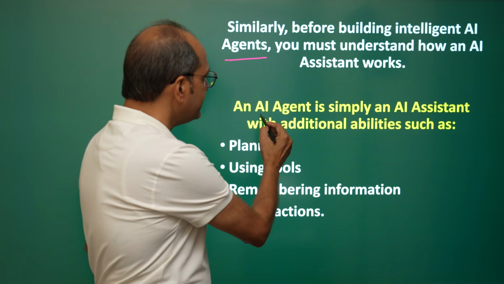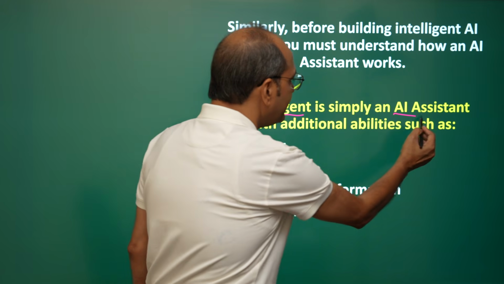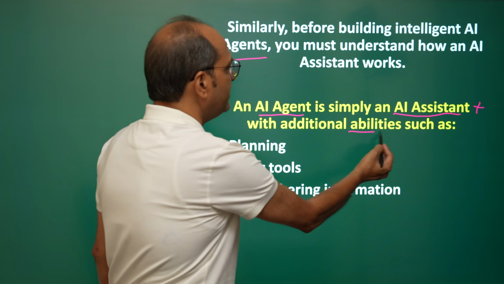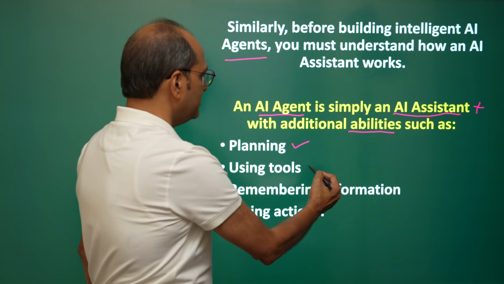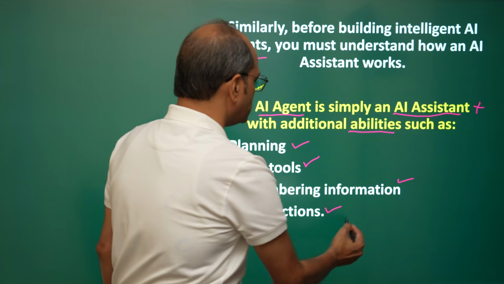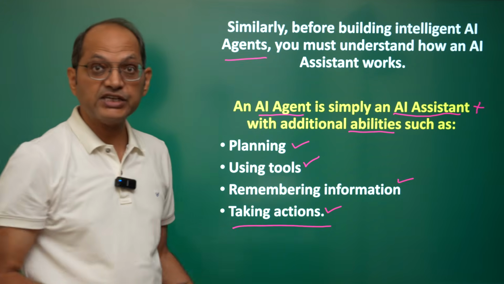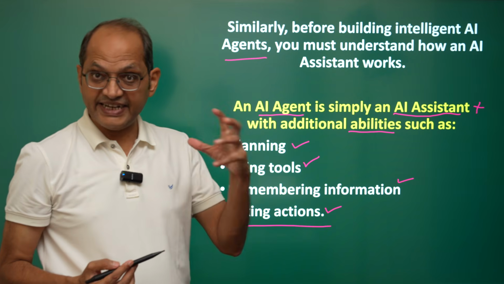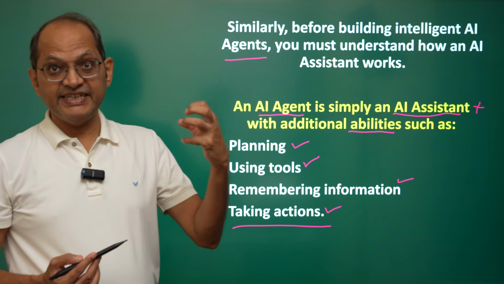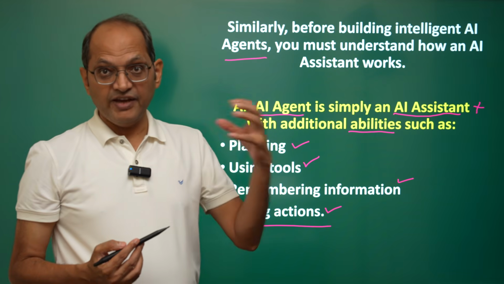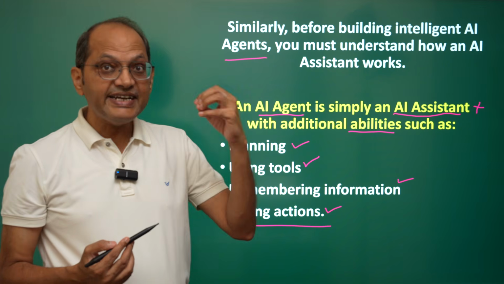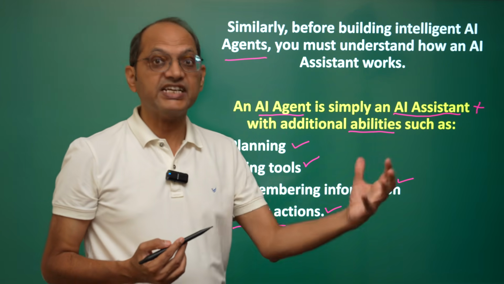An AI agent is simply an AI assistant plus additional abilities such as planning, using tools, remembering information, and taking actions. This is very important: taking actions. ChatGPT does not take any action. It gives you only information. That basically is an AI assistant. When we make an AI agent, it will also be able to independently take a few actions.